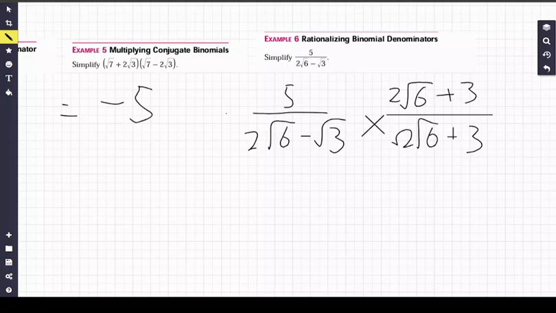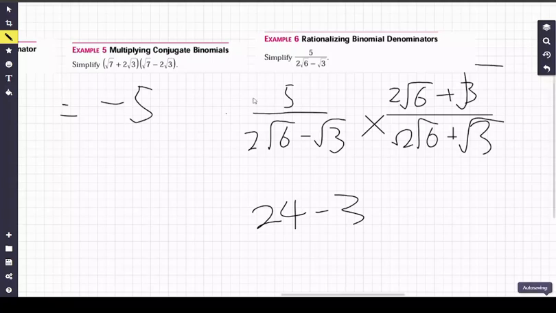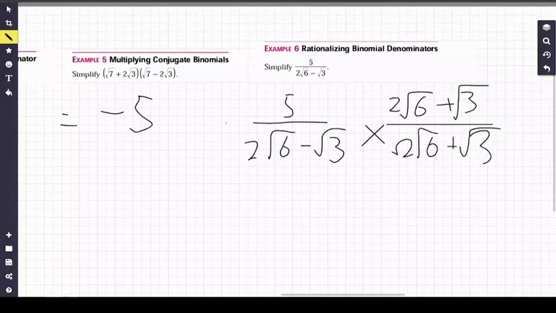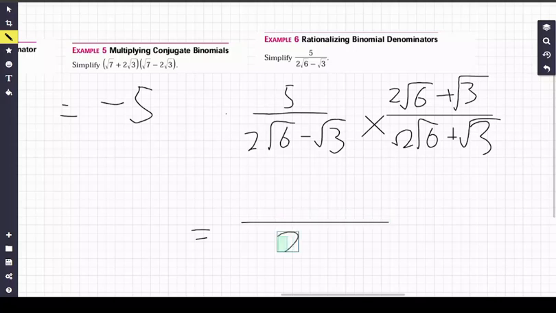So now we will realize, hey, look at this. This was a difference of squares that we dealt with earlier. What is the answer of this? Well, it's going to be 2 root 6 times 2 root 6. So that's going to give us 4 root 36, which is 24. And then minus root 3 plus root 3, that's going to give you -3. And you know what that means? We can go ahead and do this, which is 21. So we're done with the denominator over 21. So now we're just going to do the top.